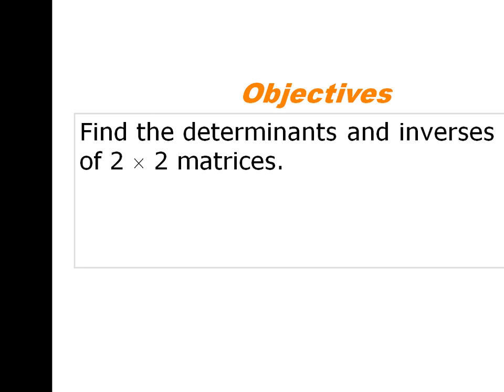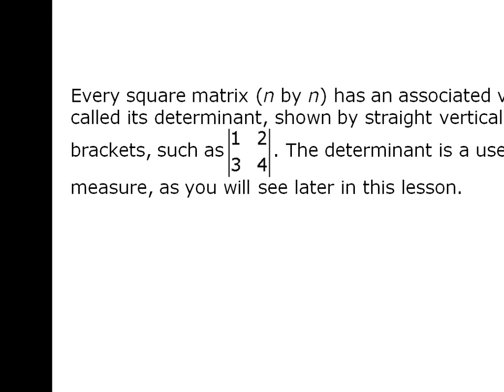Alright, so we're going to be looking at determinants and inverses of 2 by 2 matrices. As we talked about before, the dimensions of a matrix are the number of rows by the number of columns. If you have a square matrix, that means your number of rows and columns will be equal. So every square matrix, which will be n by n, has an associated value called its determinant, shown by straight vertical brackets such as 1, 2, 3, 4, and you can see here that they have the vertical brackets. The determinant is a useful measure, as you will see later in this lesson.